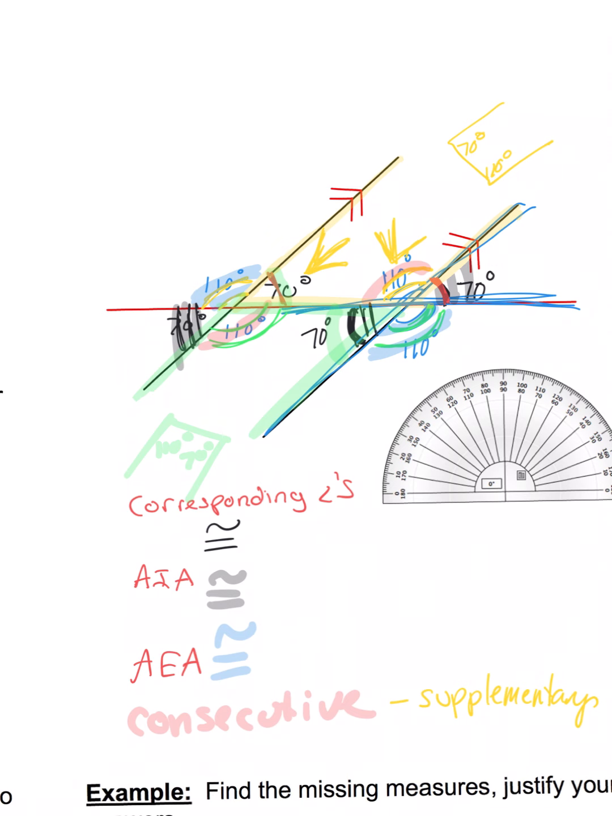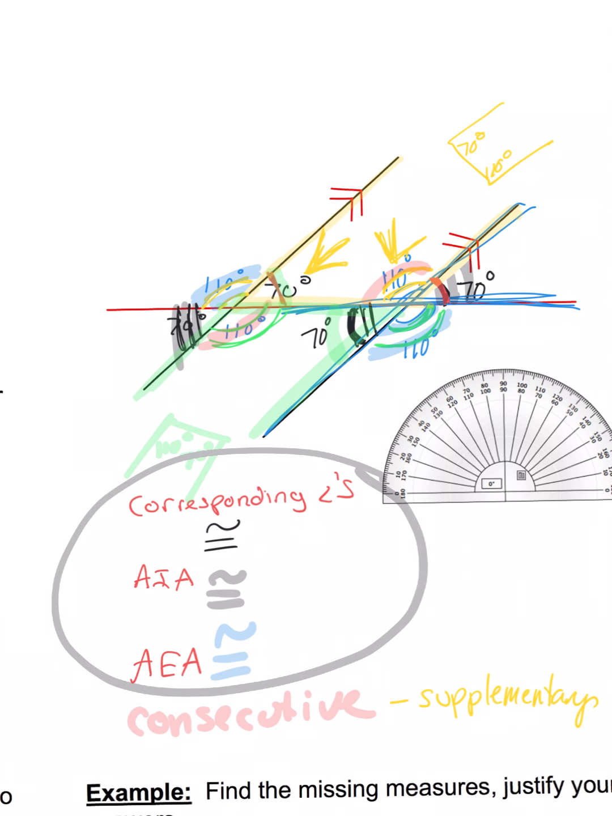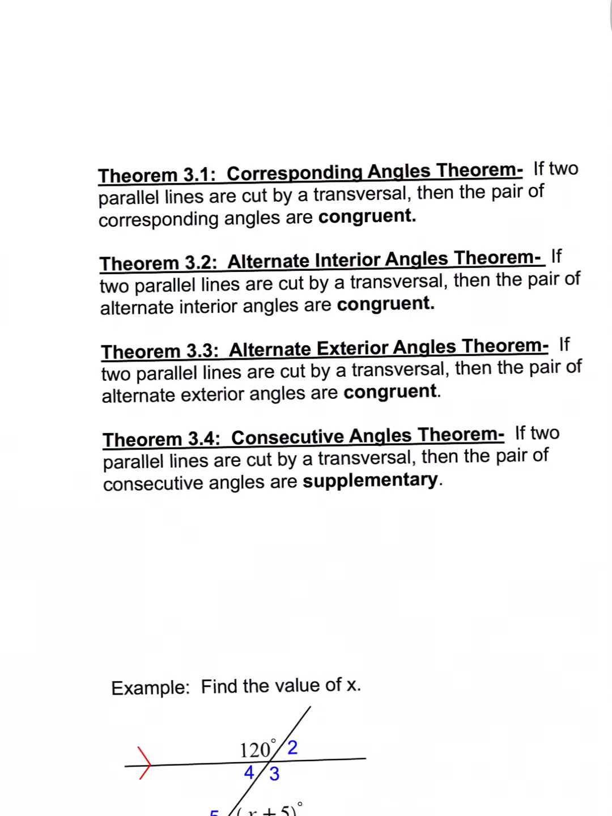All right, so that's something you're going to want to memorize. That corresponding, alternate interior and alternate exterior angles are always congruent to each other, whereas consecutive angles are always adding to 180. Okay, so that's what these theorems tell us.